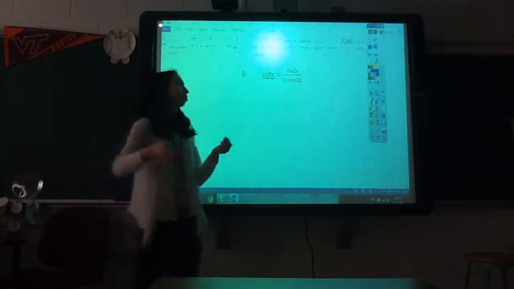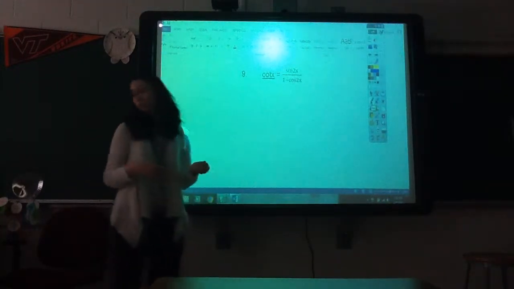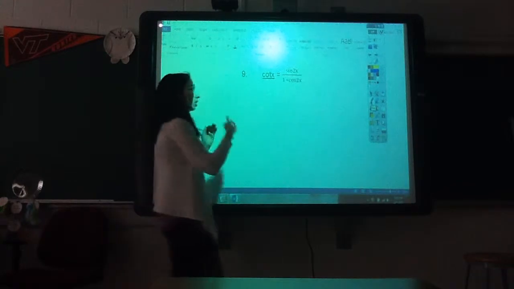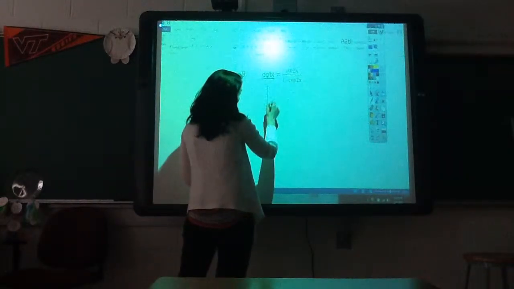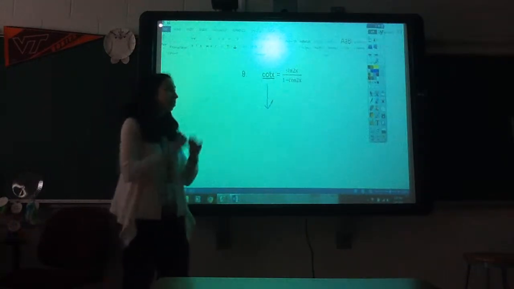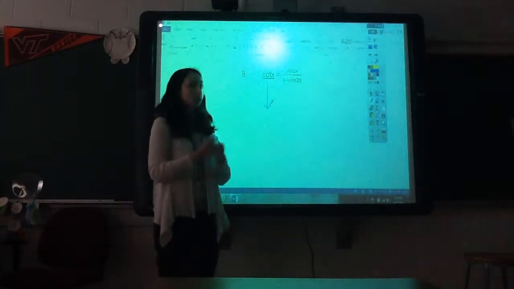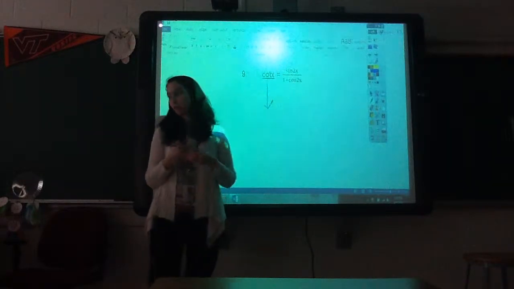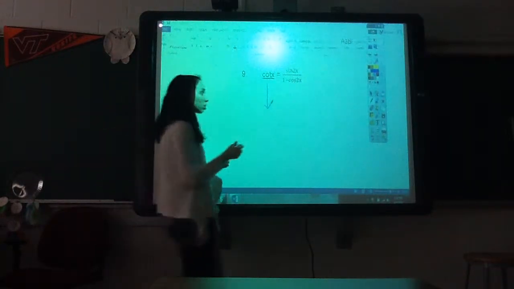Obviously, looking at this, you should be noticing that the left-hand side is the easier side, so don't mess with it. You want to mess with the right-hand side. We're going to replace the sine 2x with the sine double angle formula, and from the top you guys should have that that's 2 sine x cosine x.